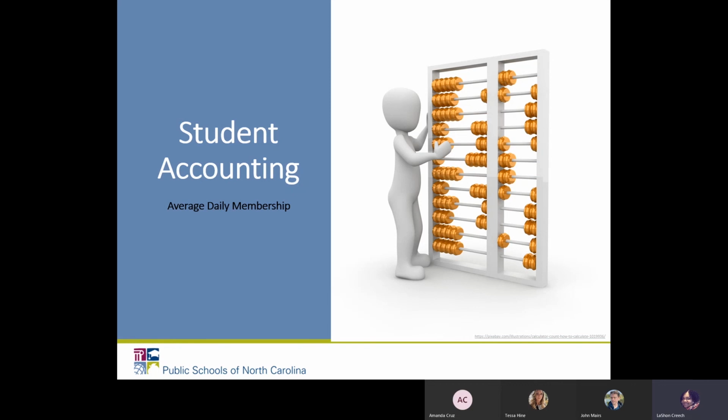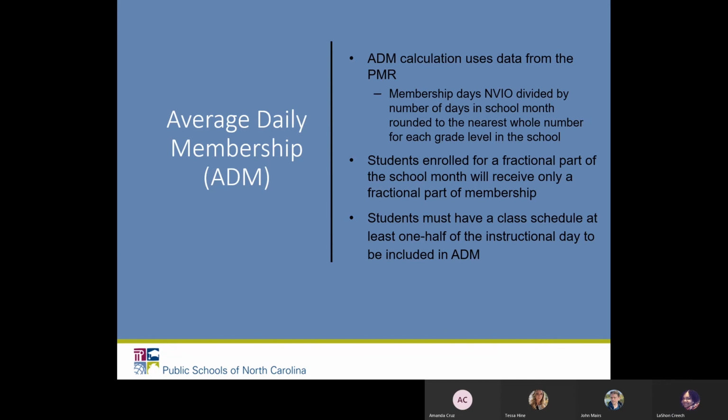Average daily membership, Chapter 2 of the SASA manual. Average daily membership is reported on the PMR. The calculation is membership days in VIO divided by the number of days in the school month, then rounded to the nearest whole number. The calculation is by grade level, and then each grade level total is added for the school total. If a student is enrolled for a partial month, the student member will be calculated only for the days enrolled as a member.